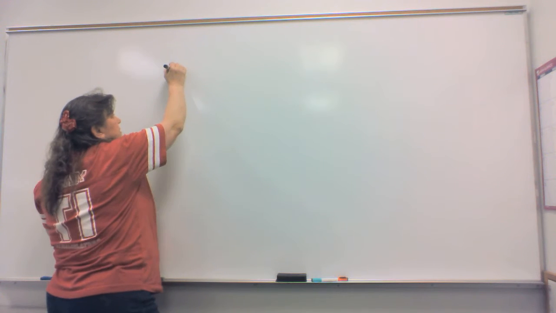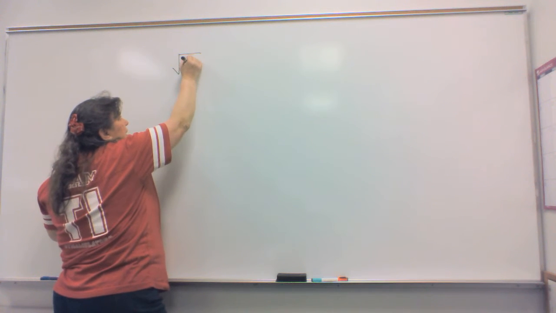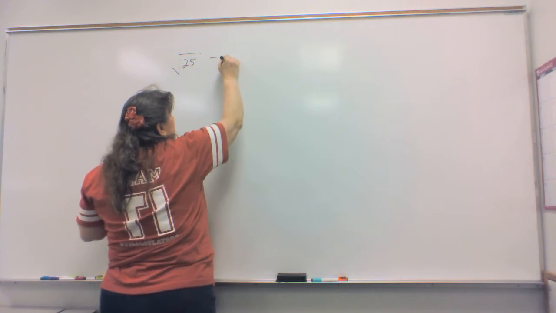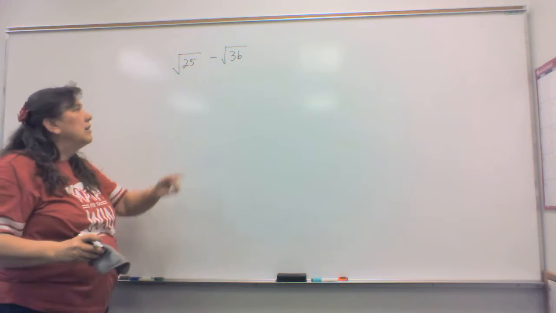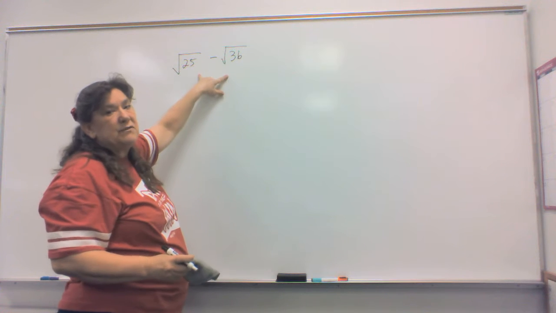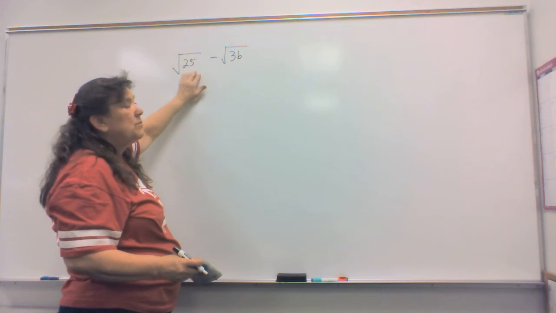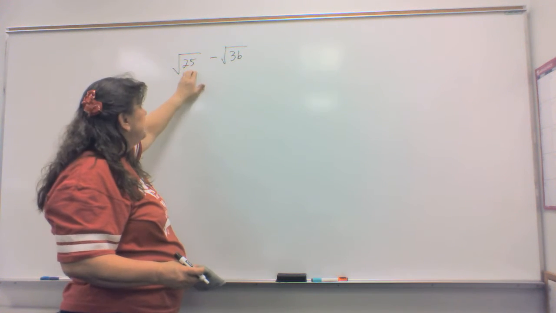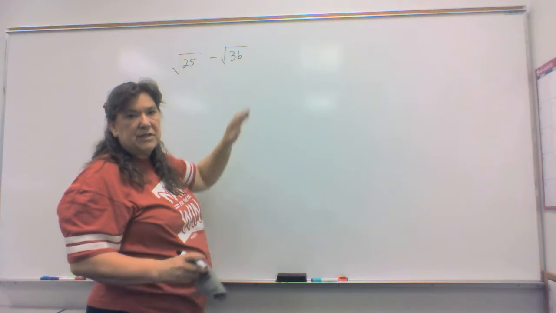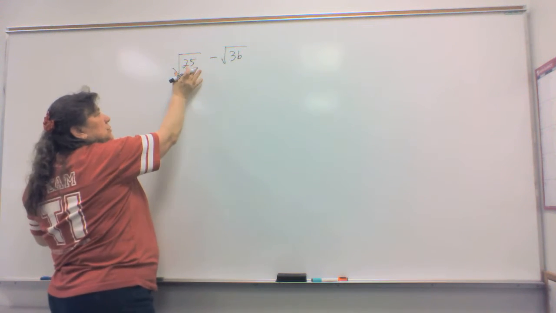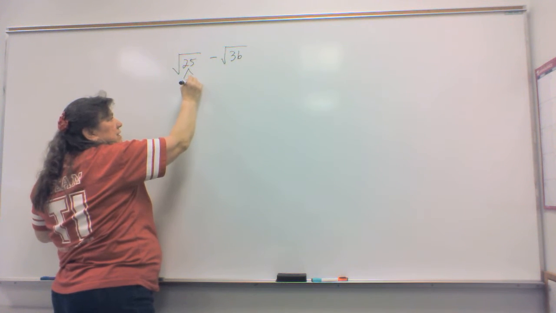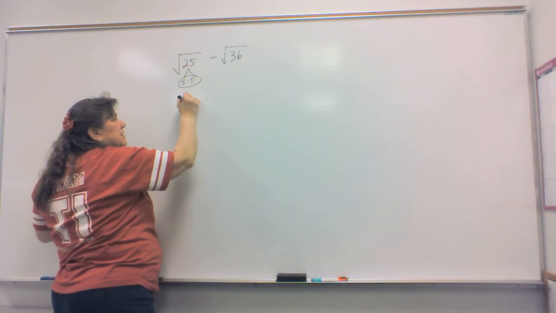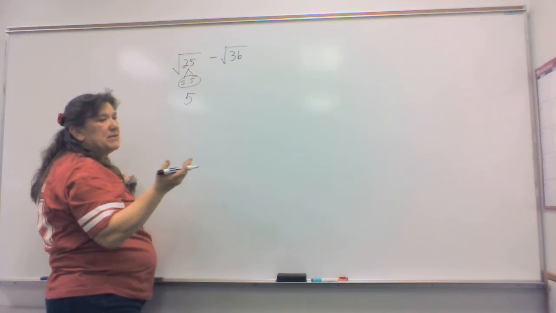What if we have the square root of 25 minus the square root of 36? Well, first of all, they are not like terms in this form, are they? Because the square root of 25 is a different square root than the square root of 36. So what are you going to do? Well, first of all, simplify this. Your 25 is 5 times 5. That's 2 of a kind, so the square root of 25 is 5.